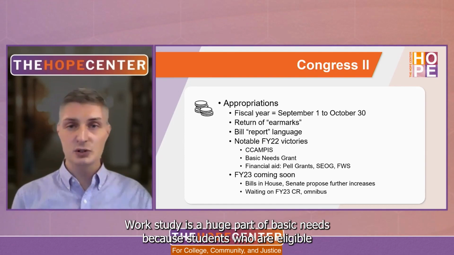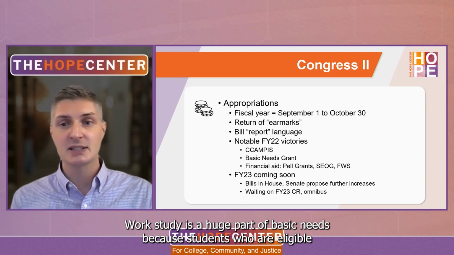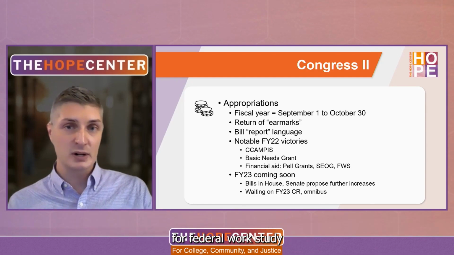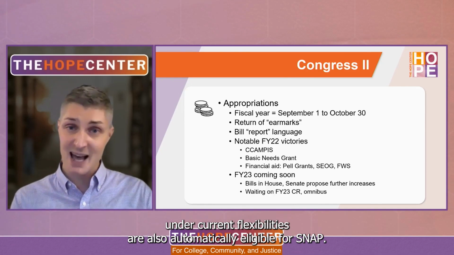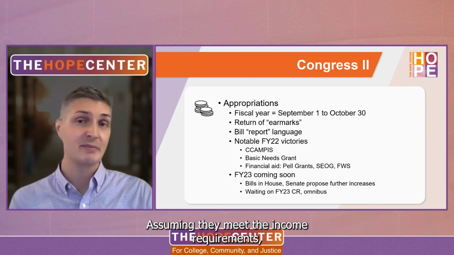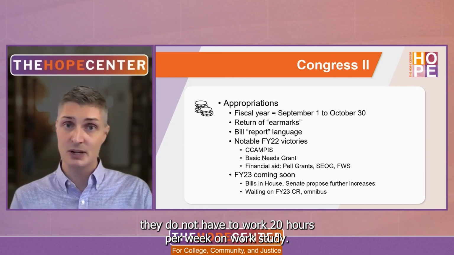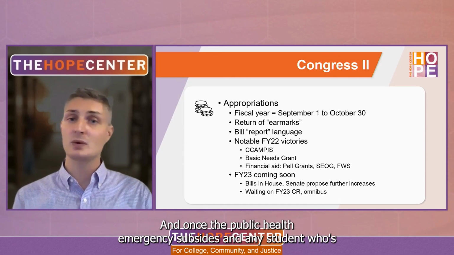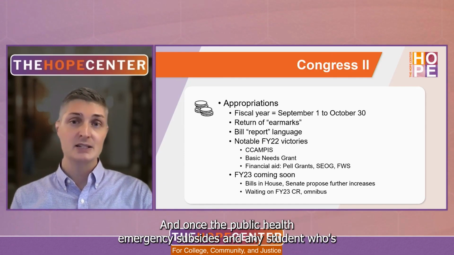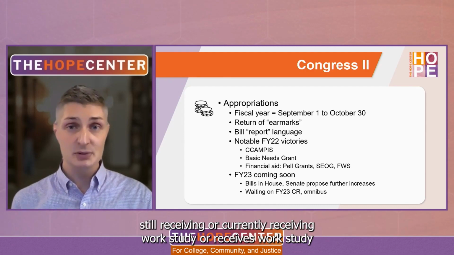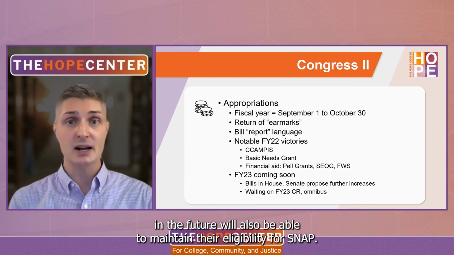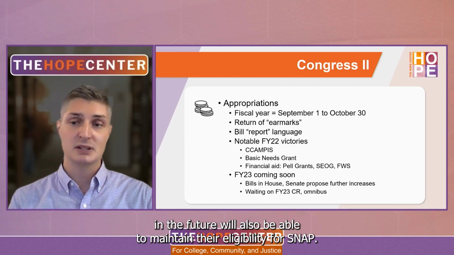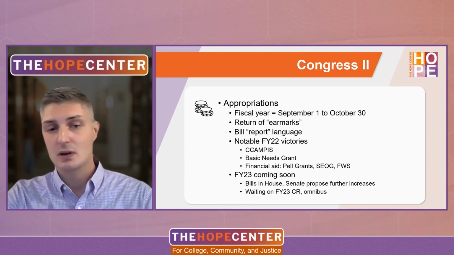Work study is a huge part of basic needs because students who are eligible for federal work study under current flexibilities are also automatically eligible for SNAP, assuming they meet the income requirements. They do not have to work 20 hours per week on work study. And once the public health emergency subsides, any student who's currently receiving work study or receives work study in the future will also be able to maintain their eligibility for SNAP.